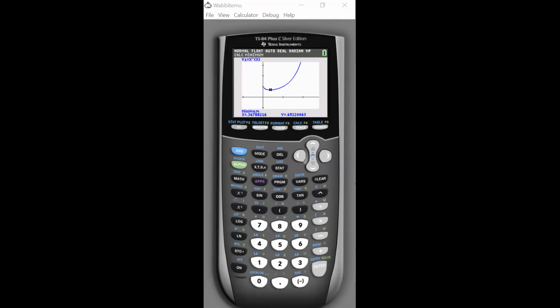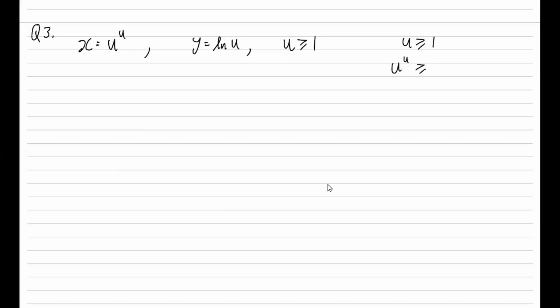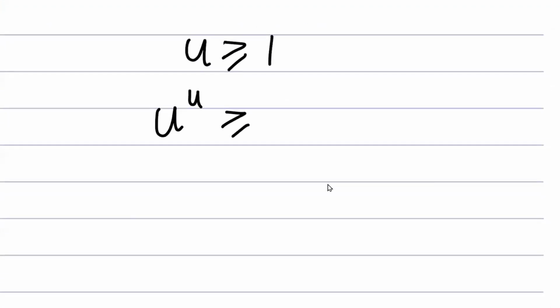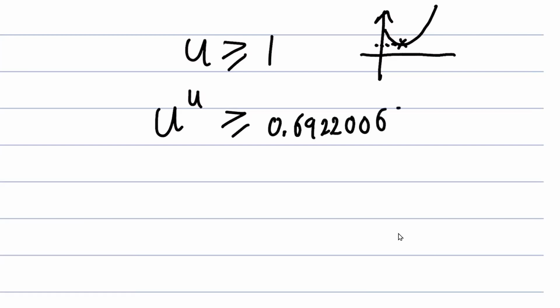Okay. Change screen. Hold on a sec. Okay, good. So what we realize is that for u power u, from our result from our GC, we get a minimum point. Let me just draw a quick sketch of this. There's a minimum point, and the minimum value is 0.69220063, which occurs at u equals 0.367882216.